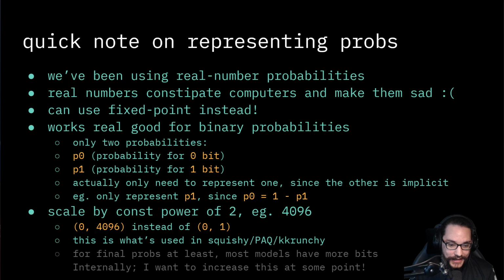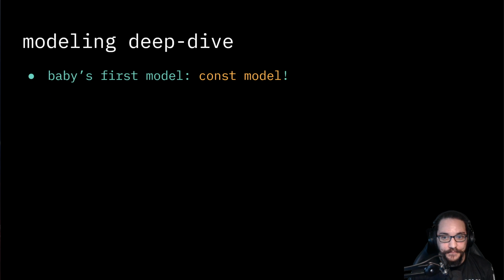And then what we can do to make it an integer is scale it by a power of 2. So instead of a real number between 0 and 1, we're going to have an integer between 0 and 4096, for example. In this case, this would be 12 bits. And you'll notice that this is not an inclusive upper or lower bound. This is what's used in Squishy and Pack and Crunchy, at least for final predictions that we mix and everything. But of course, many models might use more precision internally.